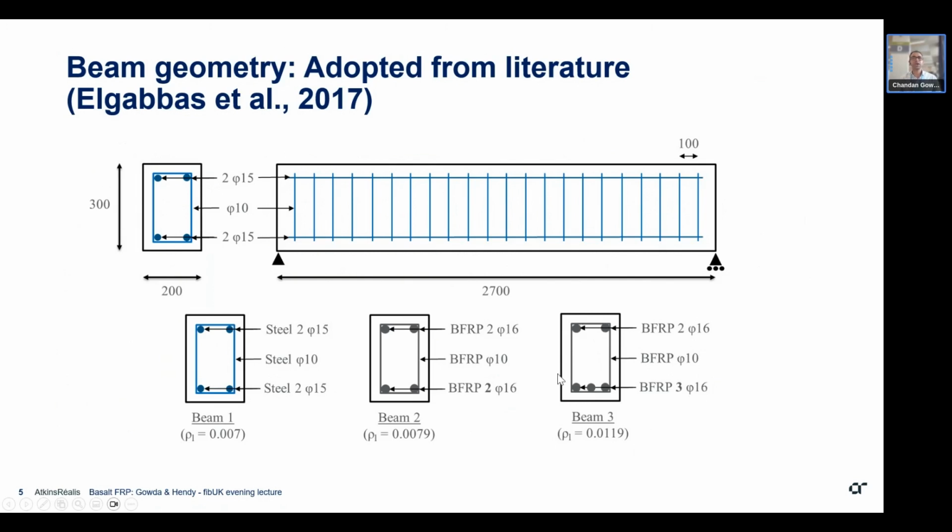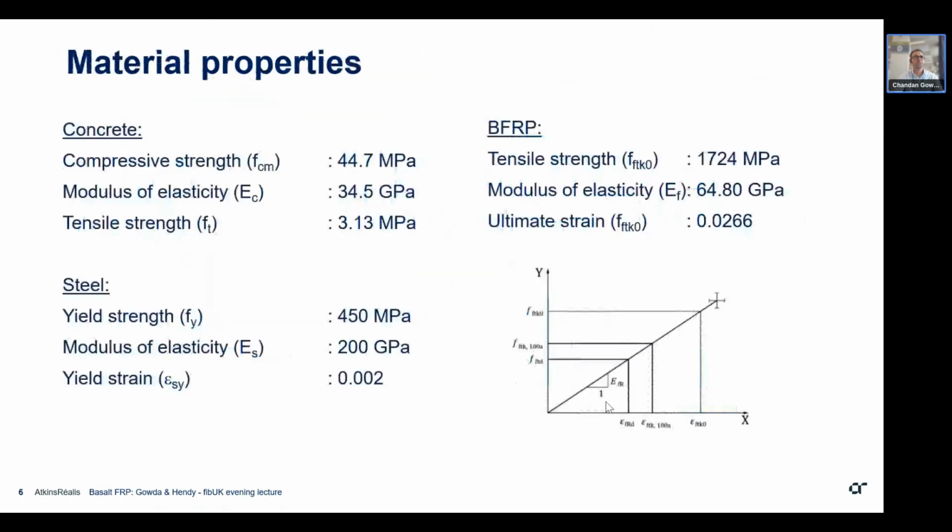The only difference between beam two and beam three is that in beam three, I have a higher reinforcement ratio. The whole reason for increasing this reinforcement ratio I'll come to in the coming slides, where it will be obvious. In this literature review, the concrete had a compressive strength of 44 megapascal. The BFRP had a tensile strength of 1,724 megapascal, which is a bit higher than the standard recommendations. And the steel has a yield value of 450 megapascal, and the modulus of elasticity of steel is 200 gigapascal, whereas the modulus of elasticity of BFRP is 65 gigapascal, which is almost one-third the value of steel.